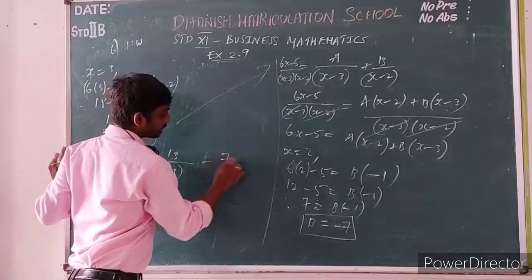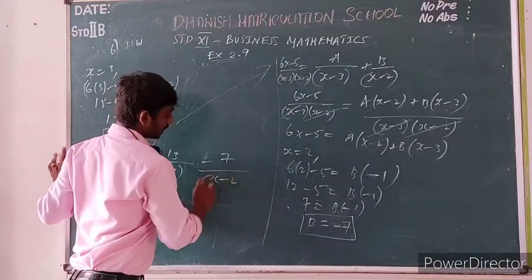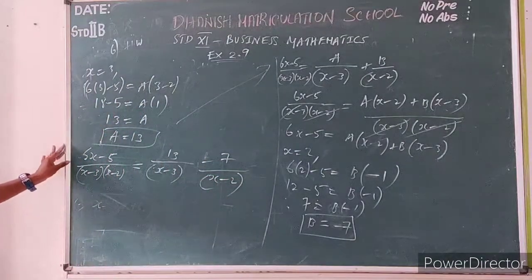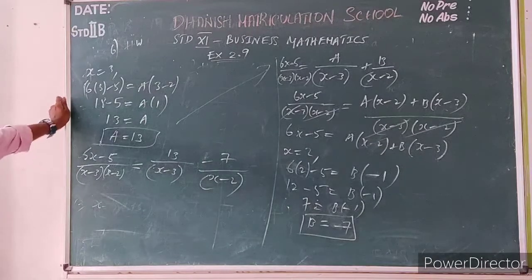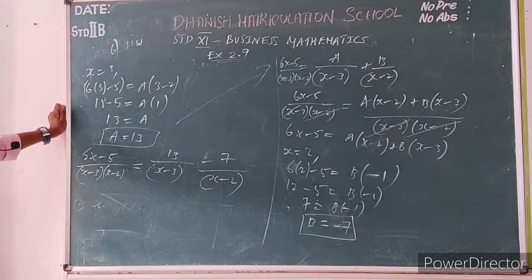Here we are getting minus 7 divided by x minus 2, and 13 divided by x minus 3. Then here we are getting minus 7 divided by x minus 2 as the answer. Then we are going to substitute into the equation.